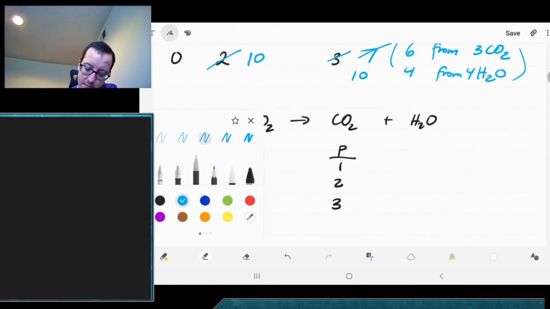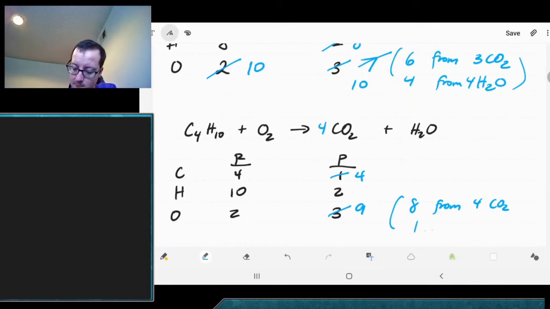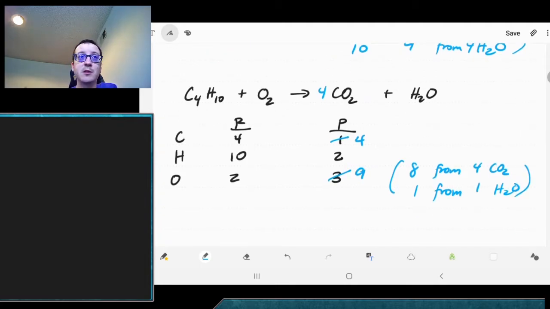So let's go ahead and start our balancing. Start with carbon like before. We can bump that up to 4 to make that carbon balanced. If we do that, we now have 9 oxygens. We have 8 from the 4 CO2s and 1 from our water. I'm just going to keep doing this just so we can see. That's why I have the oxygen like that. If you don't need to do this, that's totally fine. You can just put 9 and move on with your life. If we need this to be 10 as well, we're going to change it to 5 waters.